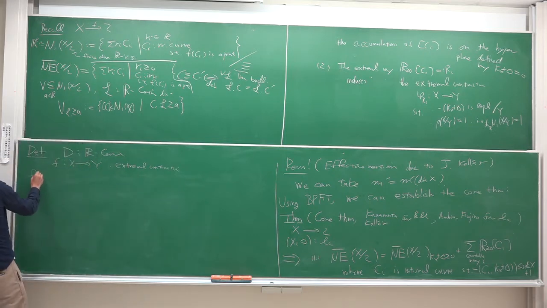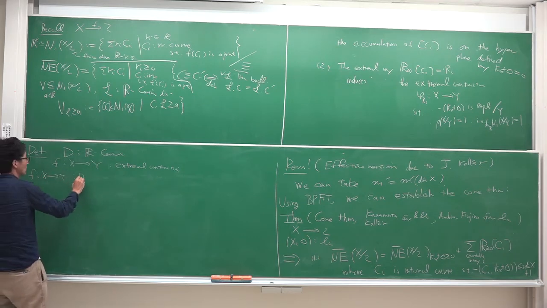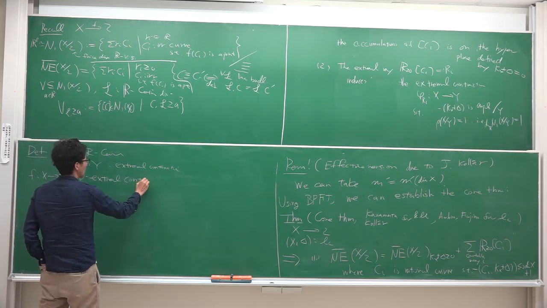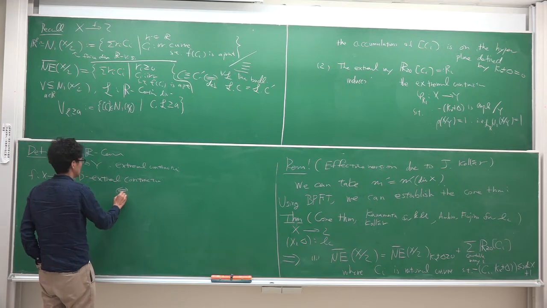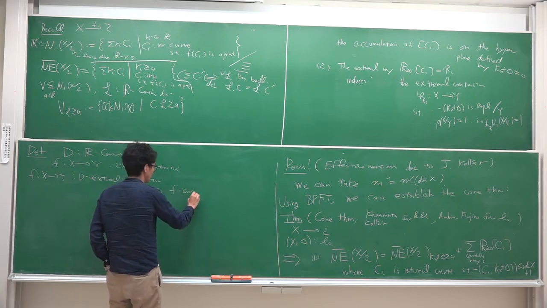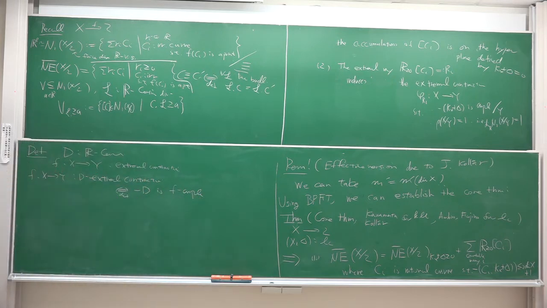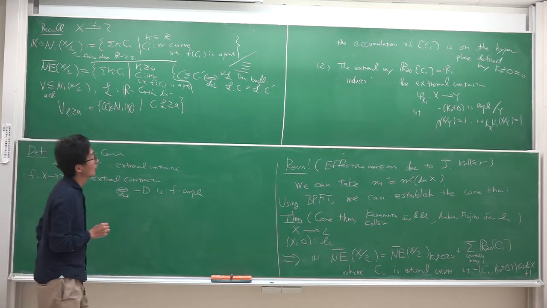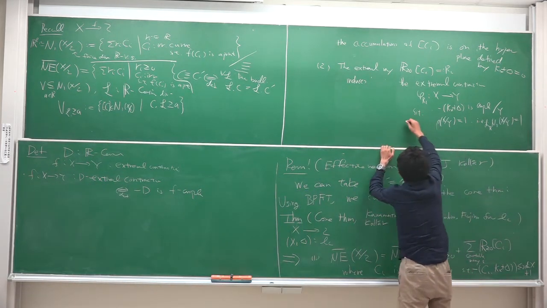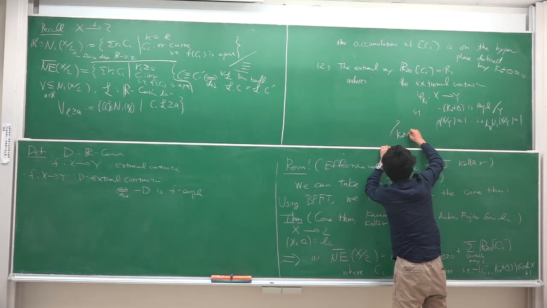We say that if D is an extremal contraction, it is just like minus D. Probably last time I explained this. I forgot to bring the last notes, but I think I already did. And in that sense, usually this extremal contraction is the Kx plus delta contraction for the one.